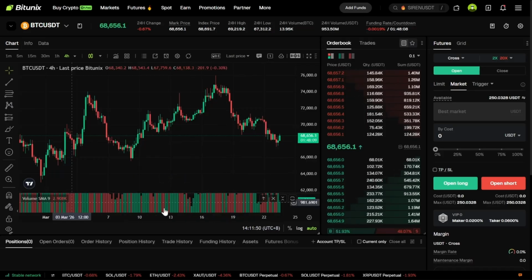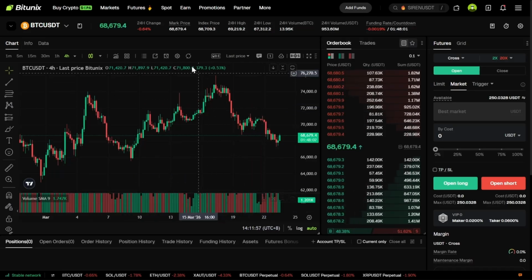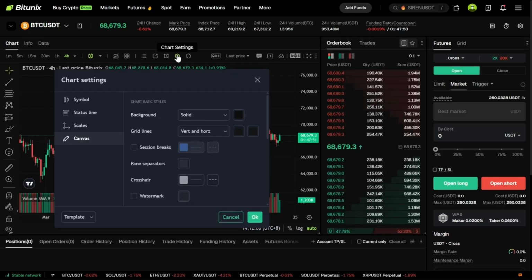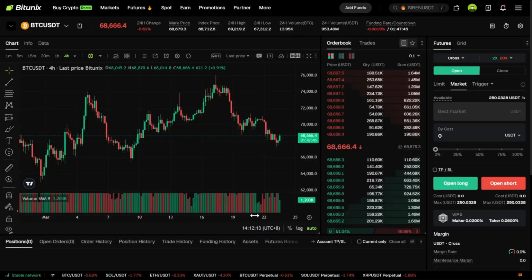At the bottom is the trading volume, and we could also head to chart settings. Here's where you can customize candles, colors, and layout however you prefer. Again, you don't need to use everything, just pick the tools and match your strategy.